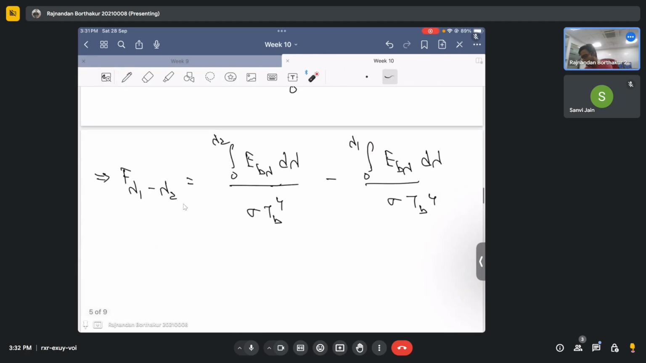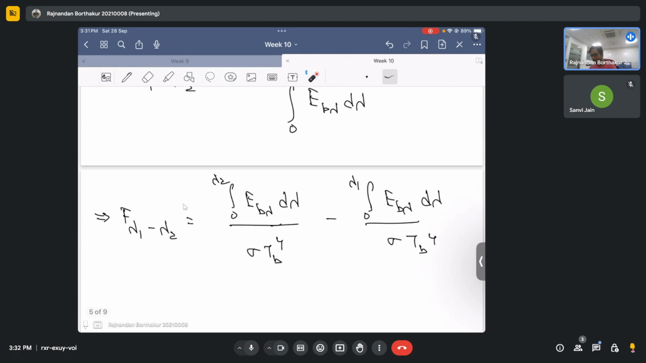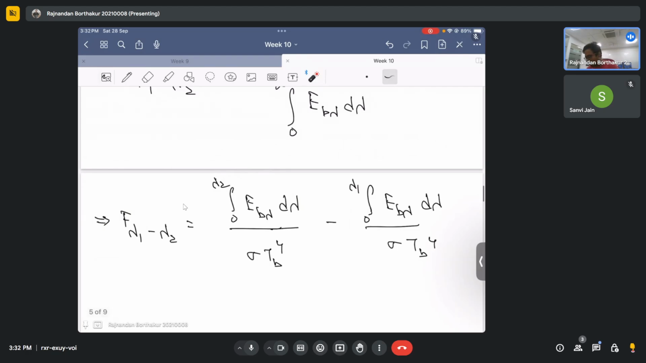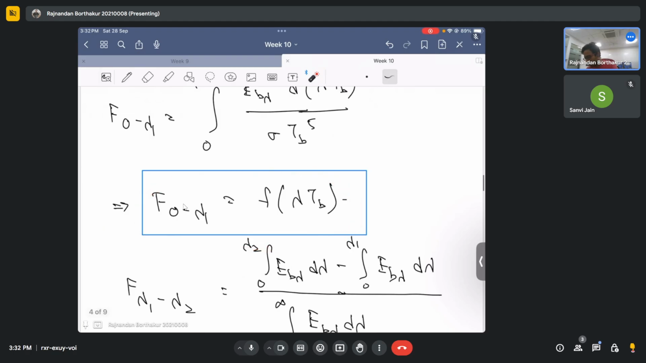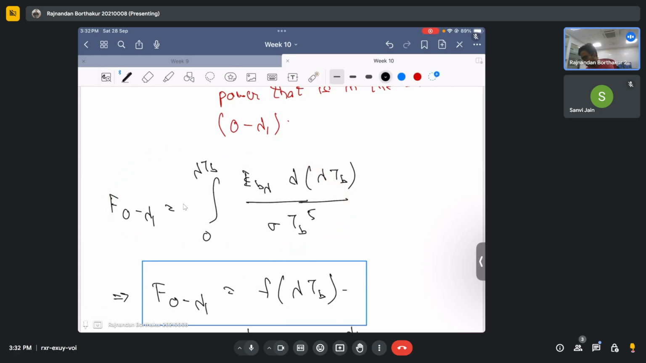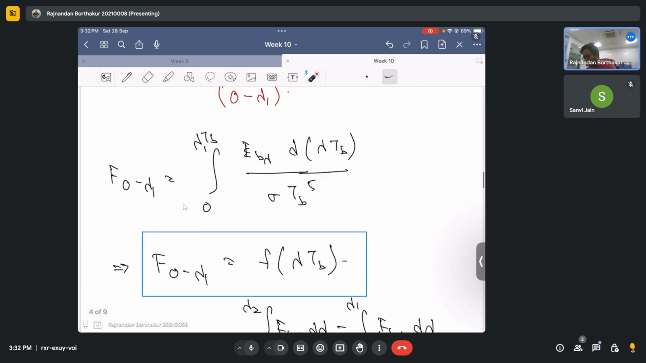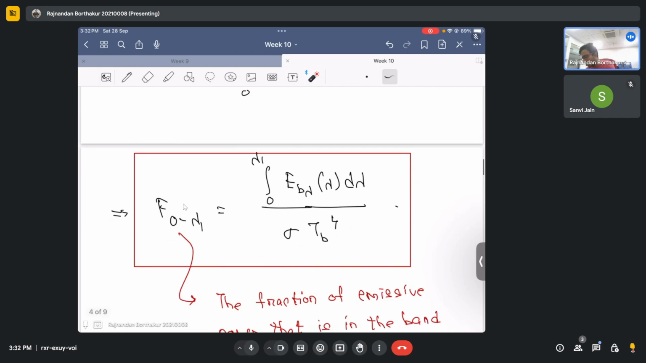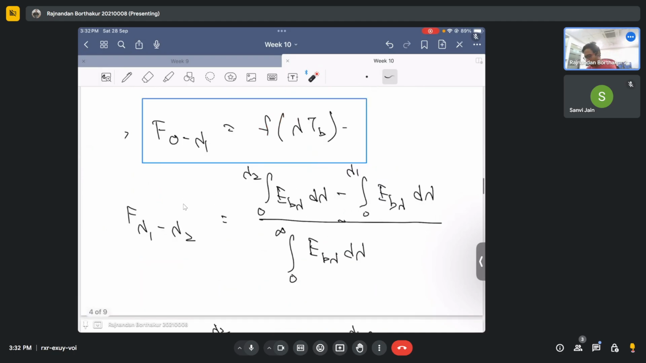Okay, so now can you tell me what is this? You need to tell me what is this in terms of this fraction F, and what is this in terms of this fraction F. We just now saw that, right? So this basically is equal to this, and this is of course lambda 1. We saw that the integral from 0 to lambda 1 of E_b lambda d lambda by this thing is F 0 to lambda 1. Okay, so what is this basically?